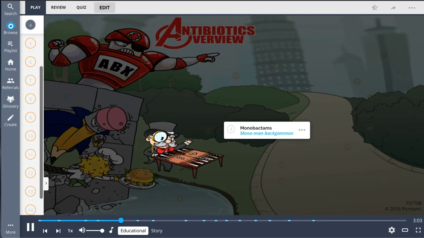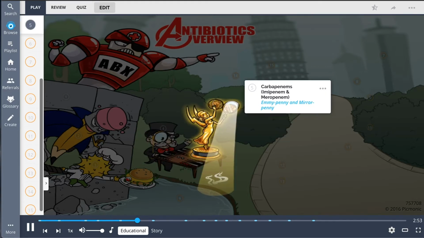Next are the monobactams, the monoman backgammon, of which aztreonam is the only relevant member. Aztreonam is only active against gram-negative pathogens. Carbapenems like imipenem and meropenem, shown by the emipenny and meropenny, are also cell wall inhibitors and have broad-spectrum coverage against most types of bacteria.